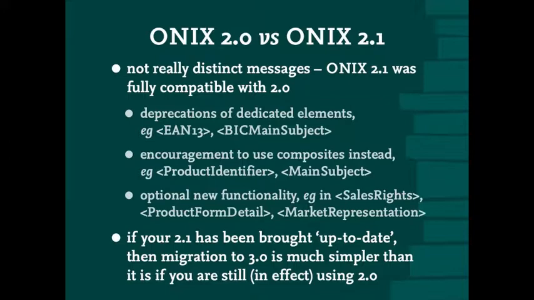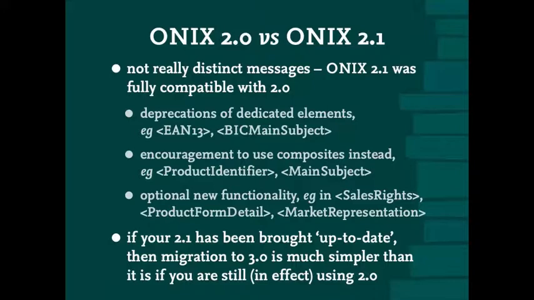There was an element called EAN13 in 2.0, and that was maintained into 2.1, but that element was deprecated from 2.1. You could still use it, but you shouldn't really use it. Instead, there was encouragement to use a bunch of new composites. Now, these are data structures within ONIX, and the composite called product identifier replaced the data element called EAN13. It also replaced a number of other data elements as well. So in ONIX 2.0, there were maybe 5 or 6 data elements, and in 2.1, there was one composite called product identifier that replaced them all. The old way could still be used, but the new way was to use product identifier. The composite was much more flexible, much easier to keep updated in the standard.